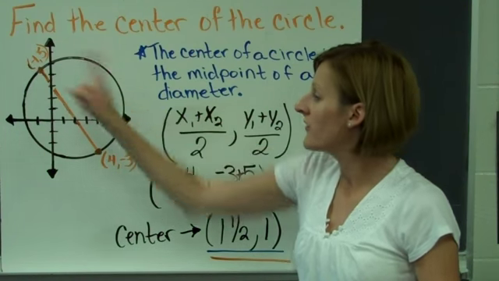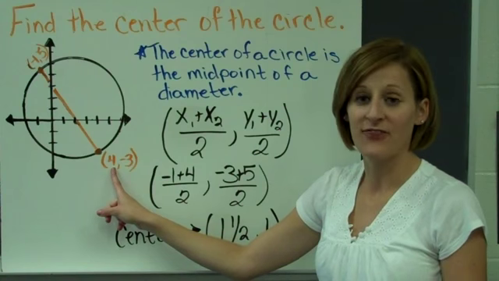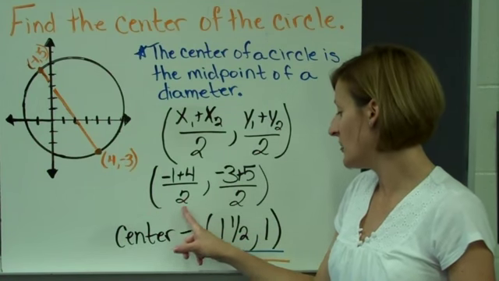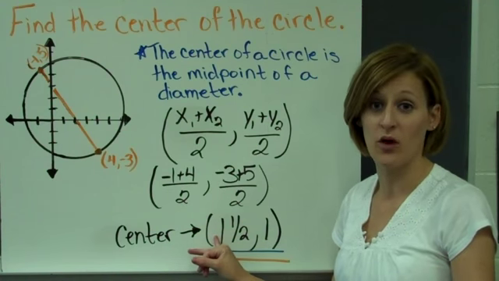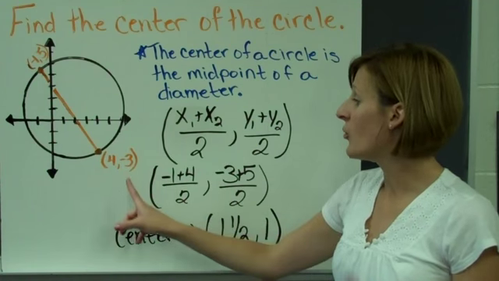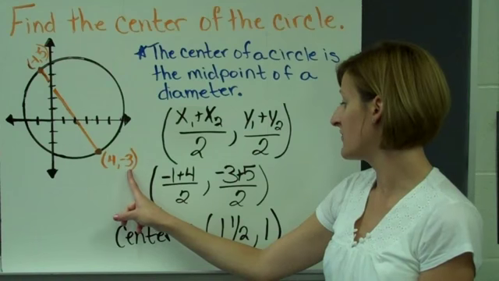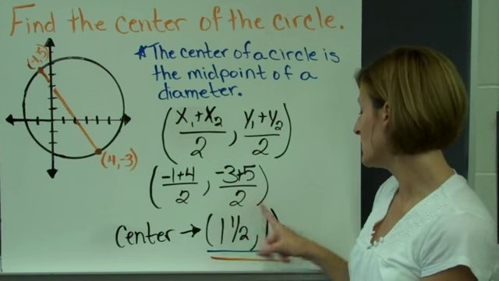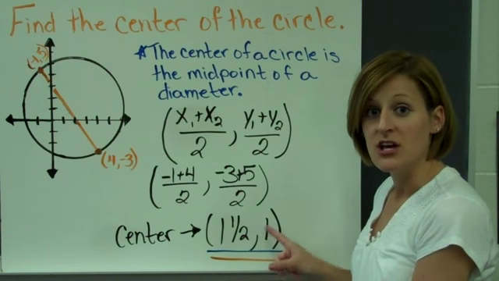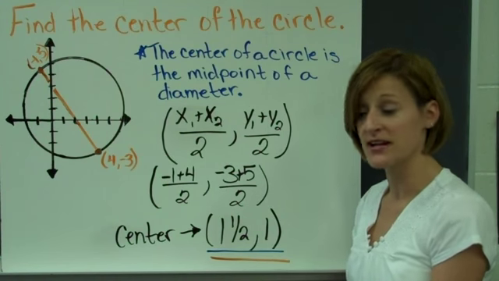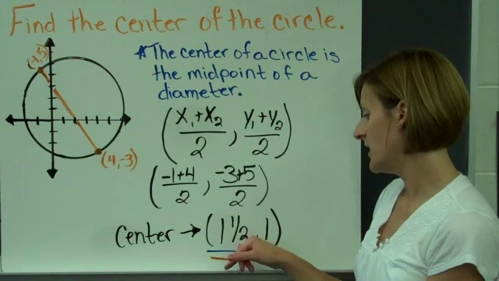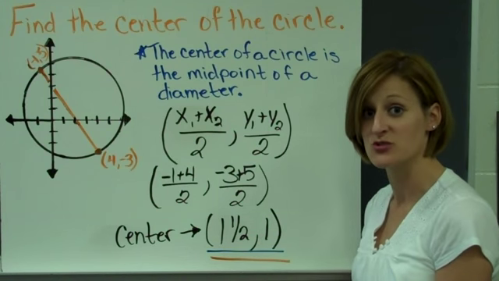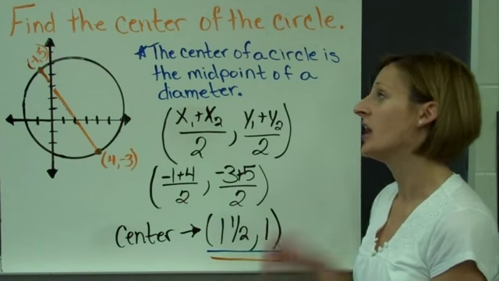So I add negative 1 and 4 to get 3, divided by 2, and your x is going to be 1 and 1/2. For the y's, I do 5 plus negative 3, and that's going to give me a positive 2. Divide by 2, and my y is 1. So my answer for the center of my circle is going to be 1 and 1/2 and 1. And that's all you have to do to find the center of a circle.